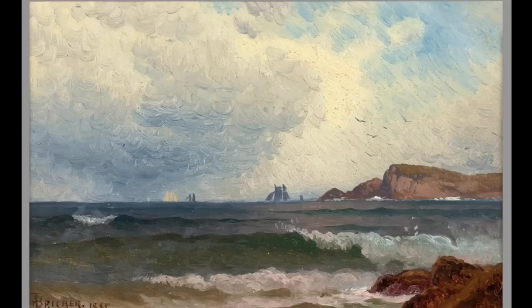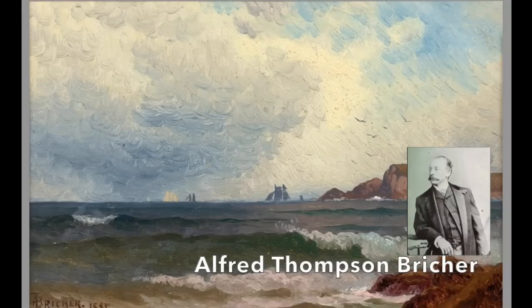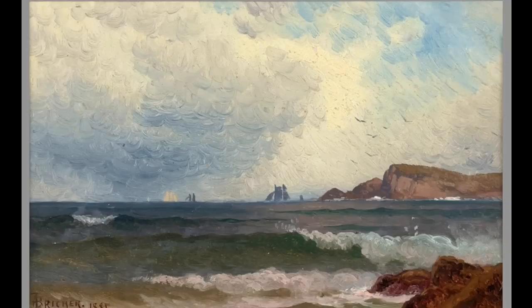Now let's switch to Alfred Thompson Bricher, born in 1837, died in 1908. He was a businessman and painted at night, studied with Albert Bierstadt, and didn't travel overseas to paint or to learn, but was strictly an American-made artist. And he worked in both oils and watercolor. This is one of his outdoor sketches.